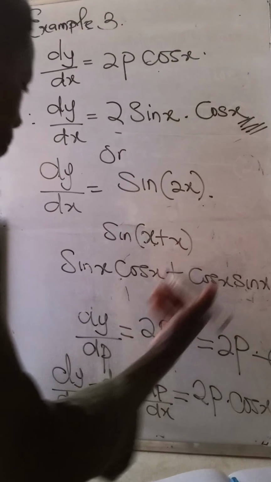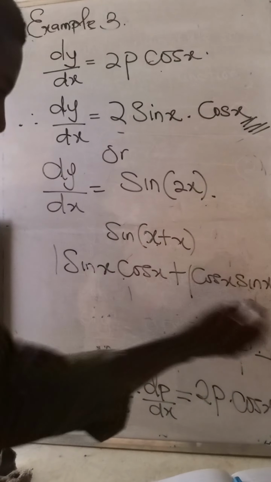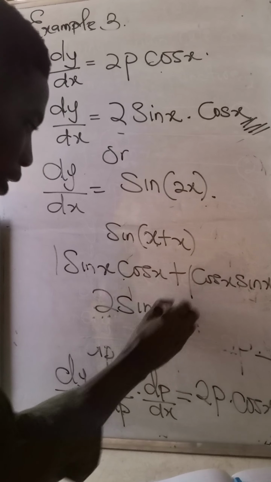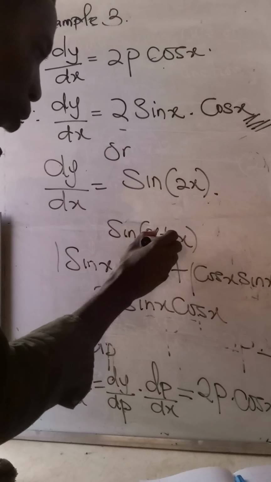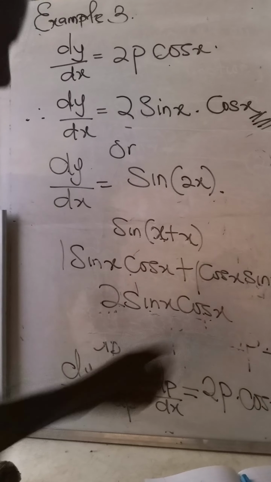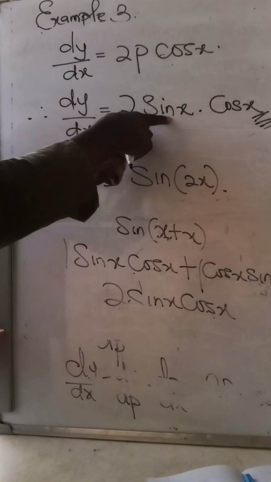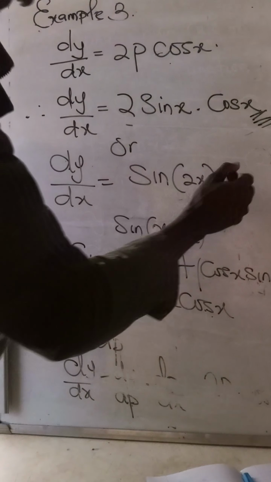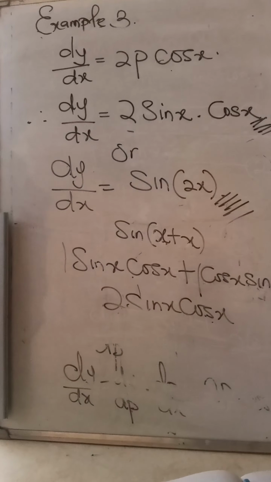So this shows that from here we can actually say 1 and 1, so 1 plus 1 is what? 2 sine x cos x. This means that sine of x plus x, which is the same thing as saying sine 2x, is equal to 2 sine x cos x. And that is what gave us this here or this. So these are our two answers. We can either write this or this, and that's the final answer.